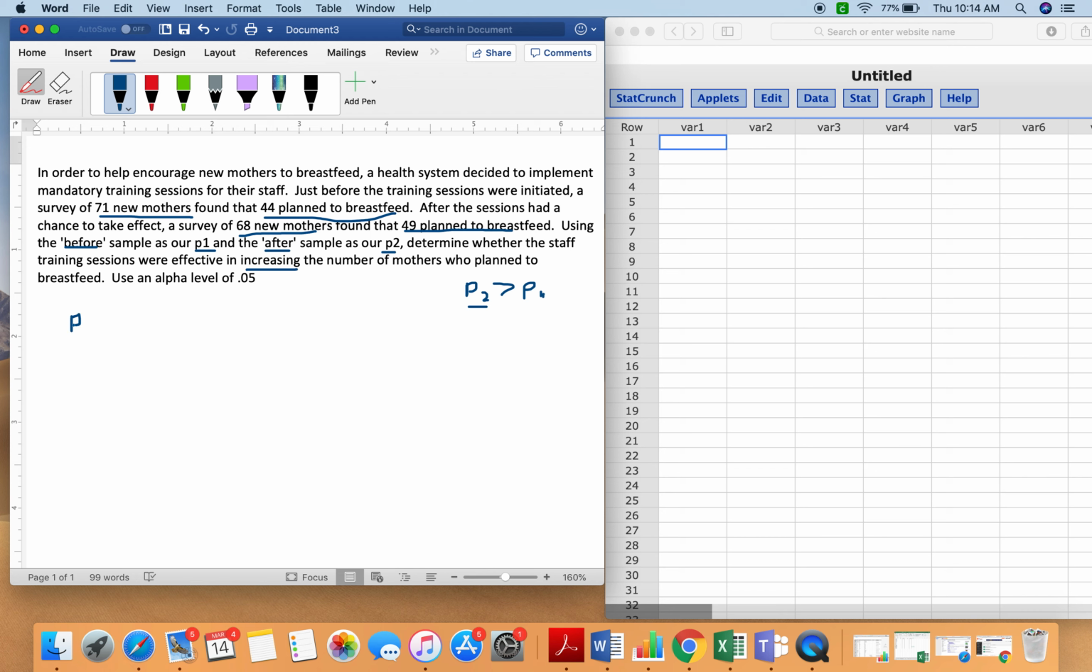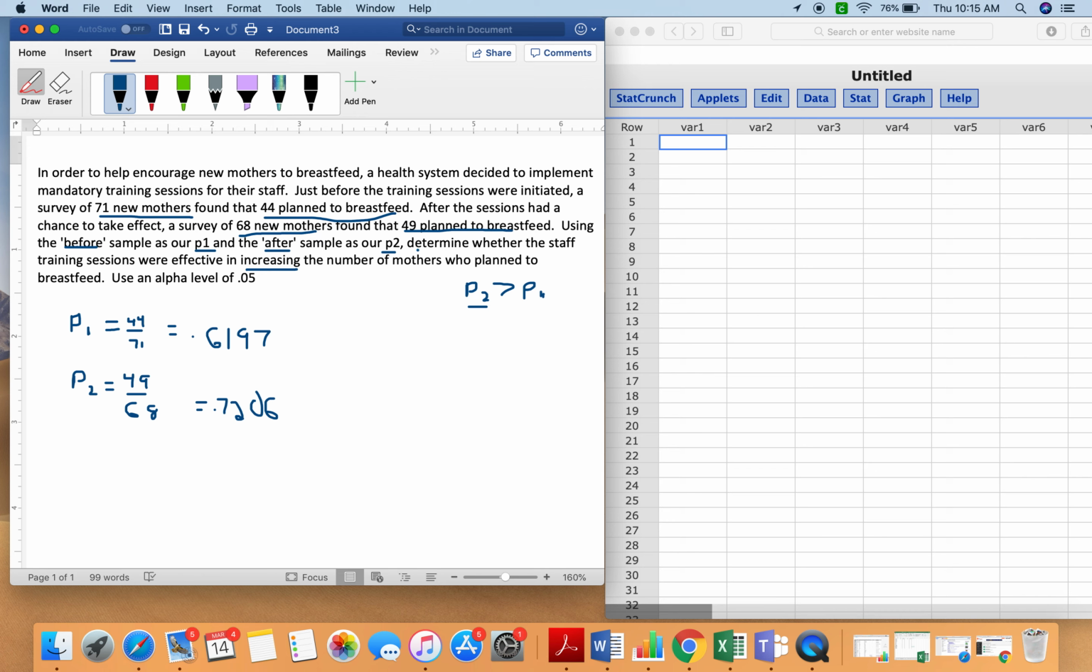P1 would be the 44 over 71, and P2 is the 49 out of the 68. So we can get our numbers for these. 44 divided by 71 will be about 0.6197, and 49 out of 68 will give us 0.7206.